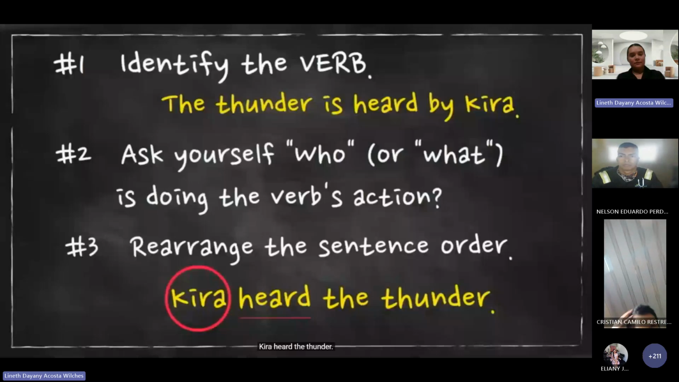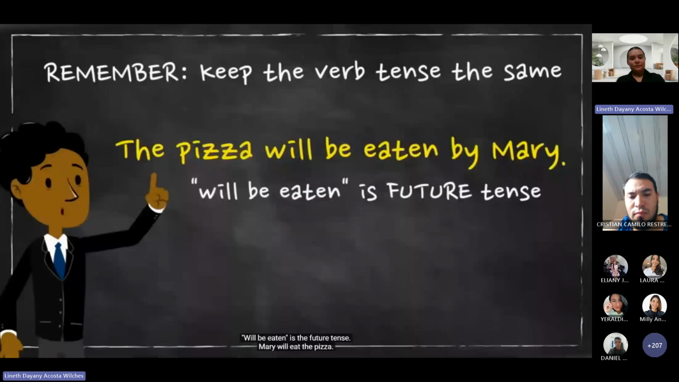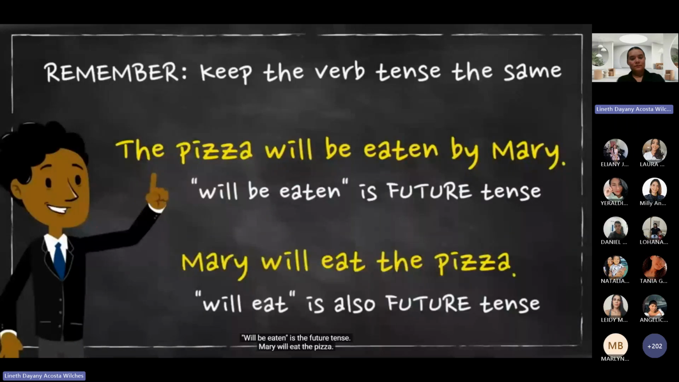Remember, keep the verb tense the same. The pizza will be eaten by Mary. Will be eaten is the future tense. Mary will eat the pizza. Will eat is also future tense.